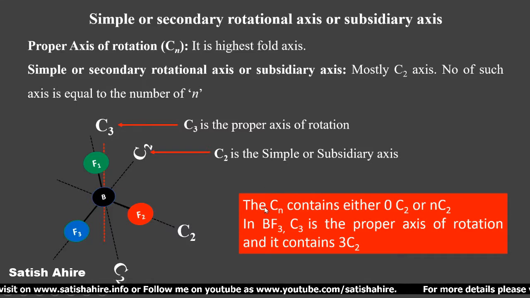And always remember the relation between the Cn and C2s. Any molecule, if it contains Cn as a principal axis, then it should have either 0 C2 or nC2. If we consider the example of the BF3 molecule, where C3 is the proper axis of rotation, it should contain either 0 C2 or nC2. But in this case, there is a presence of C2, therefore this molecule falls in the category of nC2.